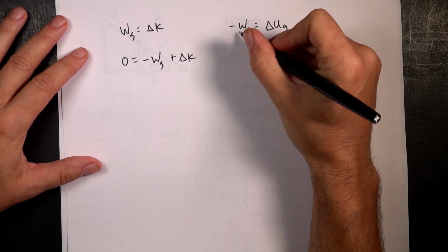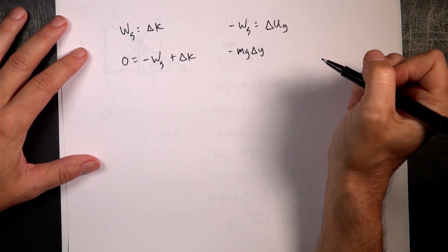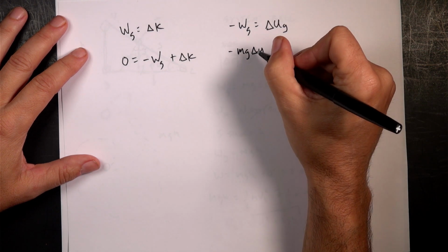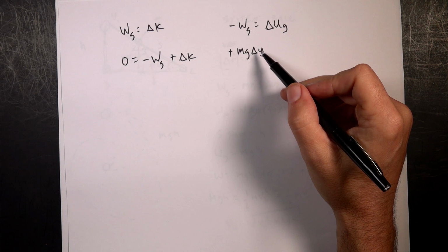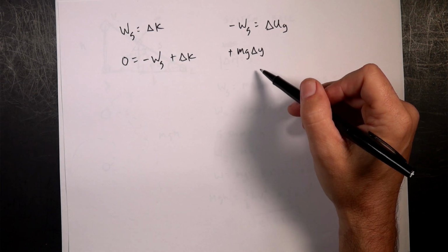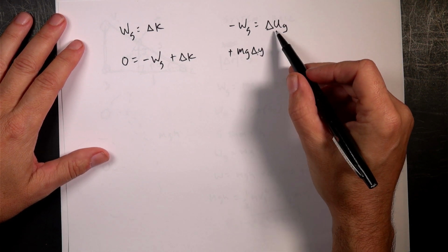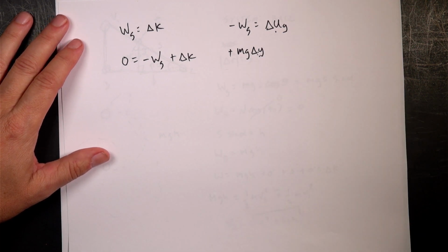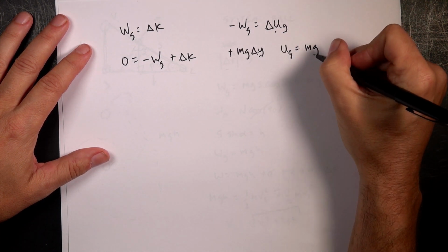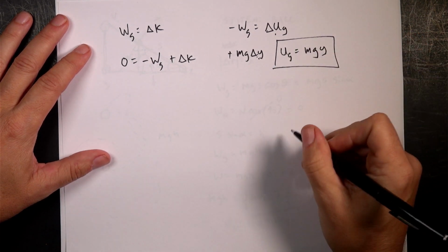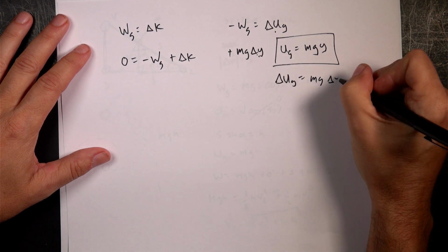So in this case, I know this is negative mg delta y. No, that's not. It's actually going to be mg delta y, right? Because I said delta y was in the negative y direction. So the change in gravitational potential is mg delta y. Now, we will often say this. UG, the gravitational potential energy, is mgy, and that's fine. Okay, so that gives us the change in gravitational potential is mg change in y.